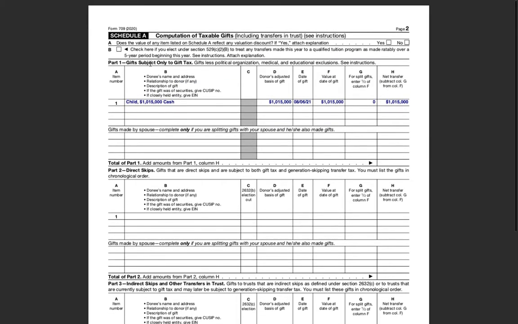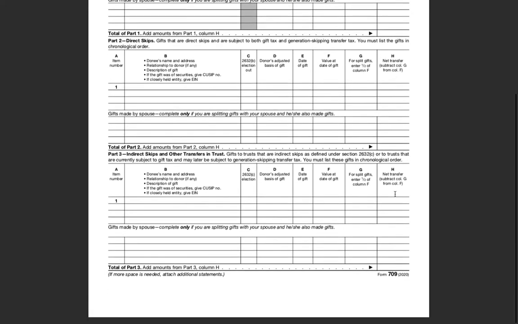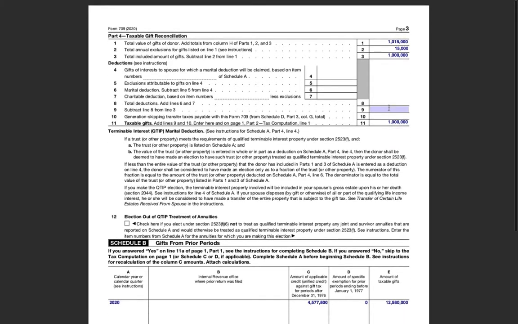So basically, Part 1 is the description of the gift. You gifted to the child cash, $1,015,000 in cash. The adjusted basis and the value are the same. Let's say the gift date is this date in 2021. Then you get the net transfer amount. So we go straight to Part 4. Part 4 is the taxable gift reconciliation.